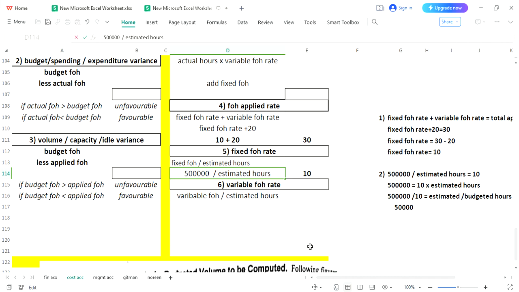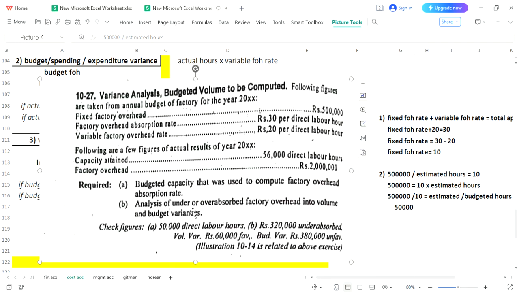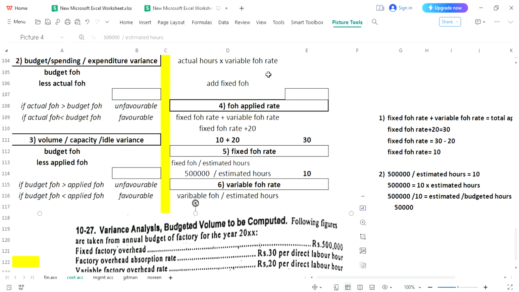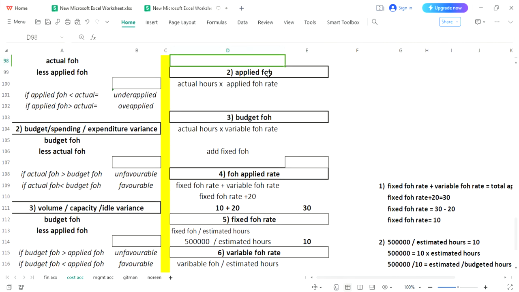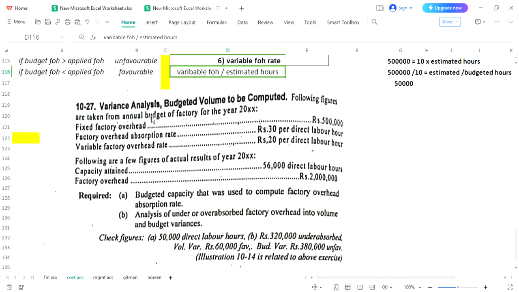It's time to see what is next for us in the question. Hopefully now there will only be the variances. As usual, under or over applied FH and volume budget variance, there is nothing else. So we can complete our supporting statement procedure. The very first thing is we must have actual FH. Go to the question. Following are figures of actual results. It means these hours are actual.